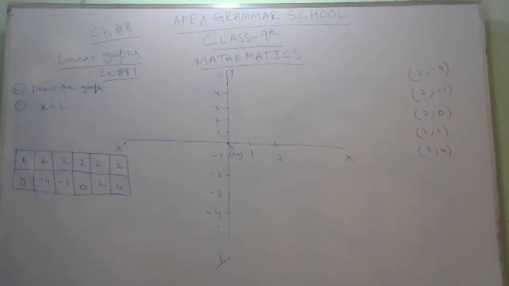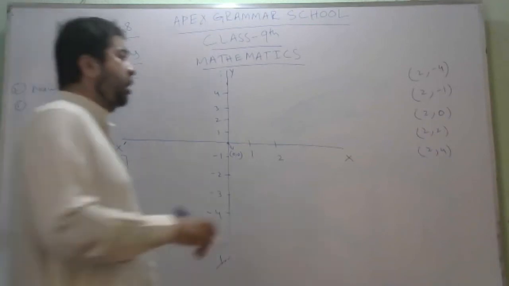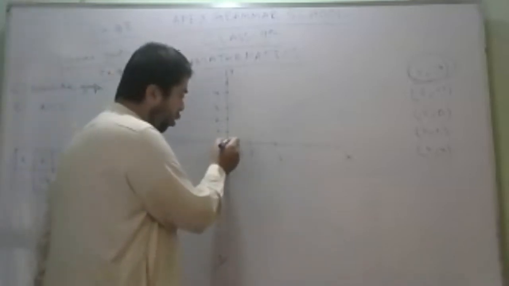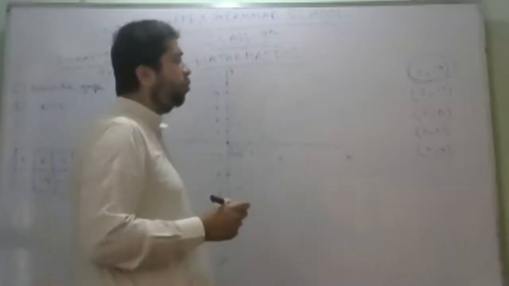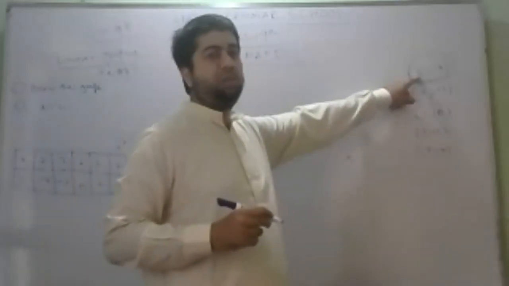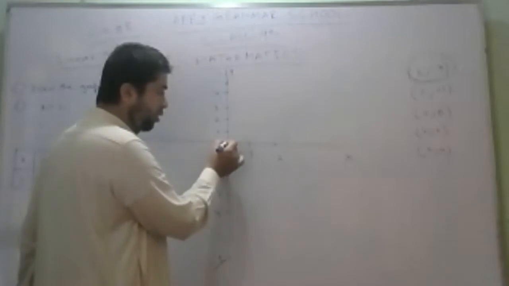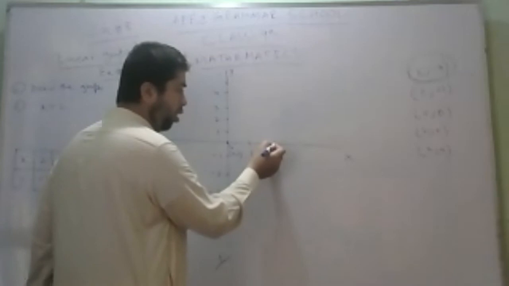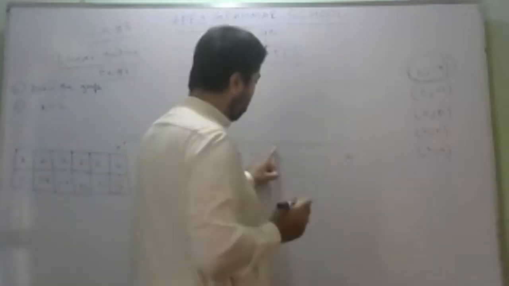Now, how can we draw this? First, here is 2 comma minus 4. We need to draw this point 2 comma minus 4. Very easy method. You start from the origin. First, you need to move towards the positive 2. There is positive 2 on the x-axis. So, positive 2 is here. So, move your cursor towards positive 2. Now, this is positive 2.